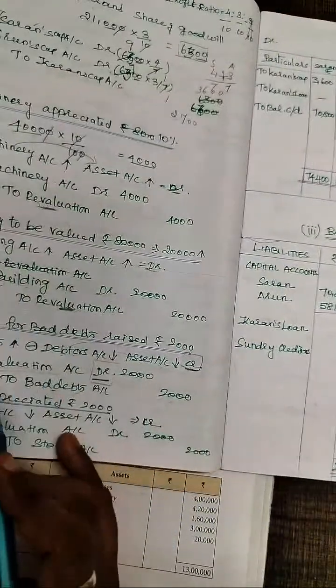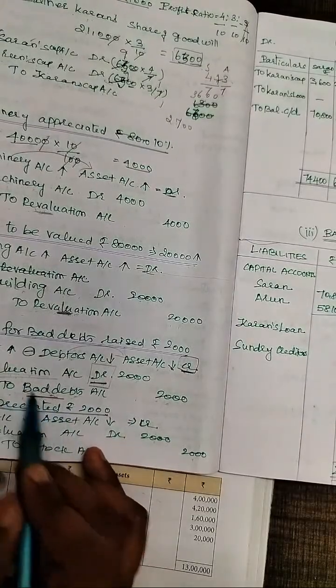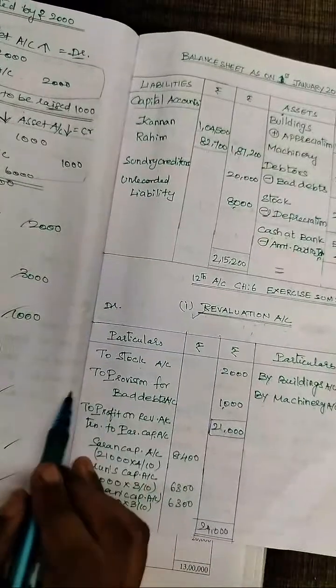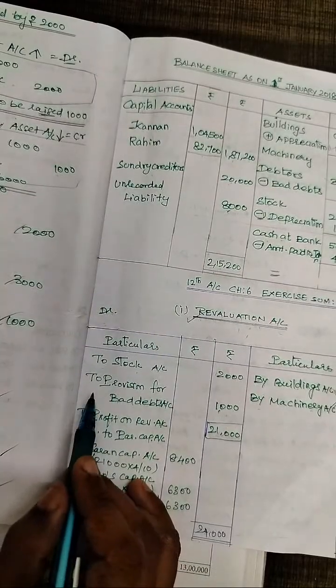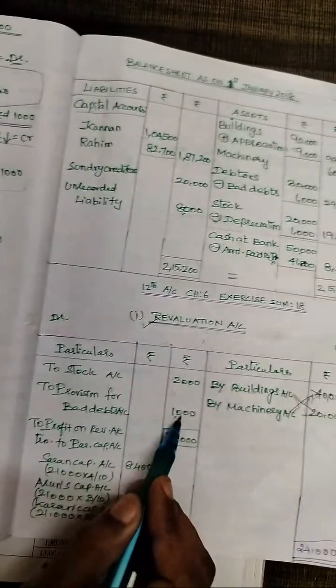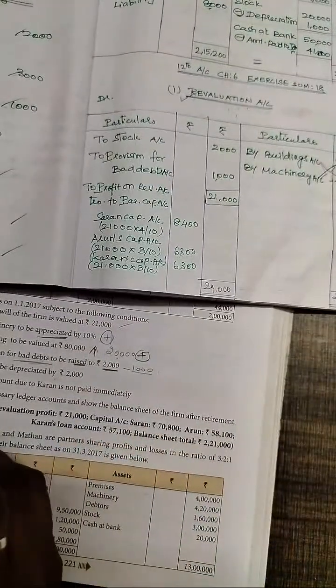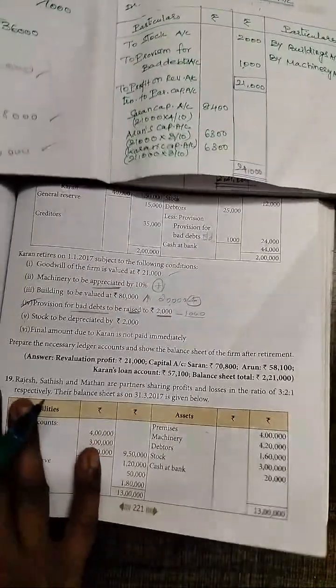Which is the opposite account from the revaluation account? Bad debts is the opposite account from the revaluation account, right? So on the debtor side of the revaluation account, you are going to write "to provision for bad debt", 1,000 rupees entered. Okay, let's come to the next adjustment.